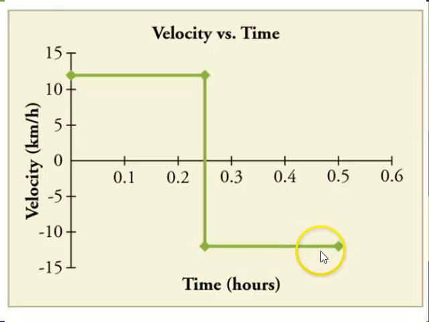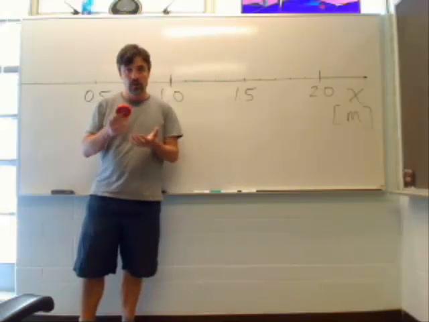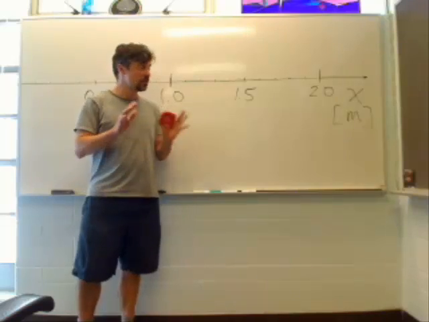You're going in towards the left, so that's a negative direction for your velocity. And this is how the average velocity can be 0, because the plus 12 plus the minus 12 equals 0. Okay, so let's finish up this video sort of where we started.